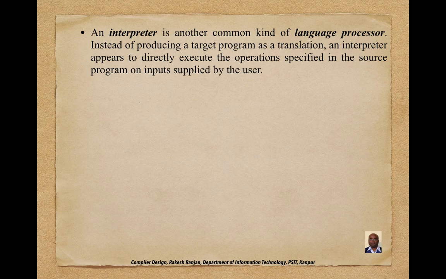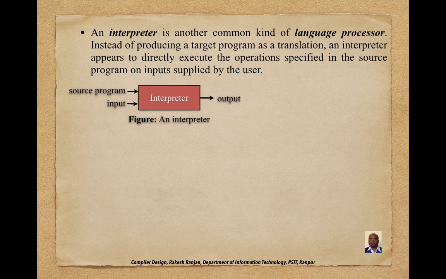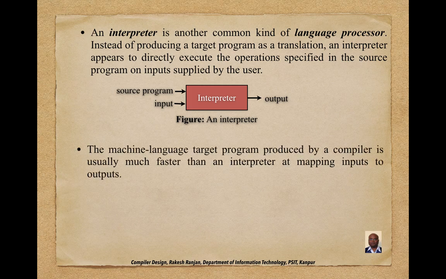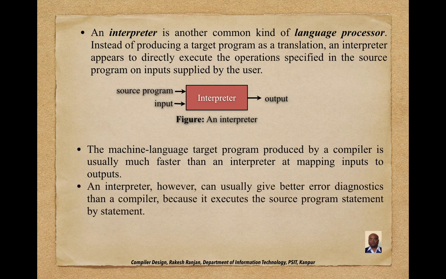An interpreter is another common kind of language processor. Instead of producing a target program as a translation, an interpreter appears to directly execute the operations specified in the source program on the input supplied by the user. So the interpreter takes the source program and input as its input, and the corresponding output is given. The machine language target program produced by a compiler is usually much faster than the interpreter at mapping inputs to outputs. The interpreter, however, can usually give better error diagnostics than the compiler because it executes the source program statement by statement.